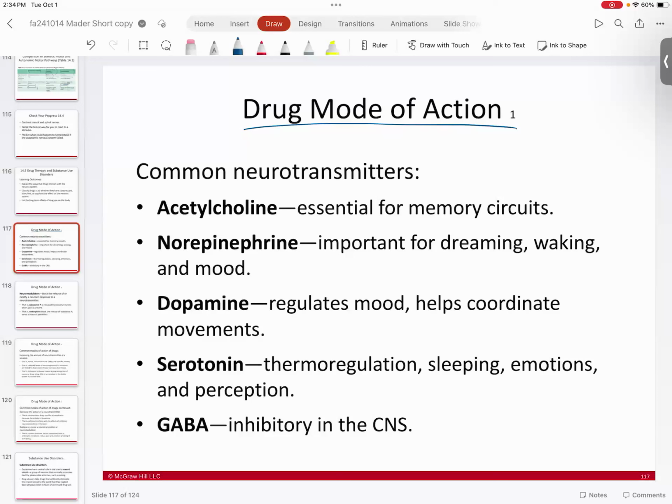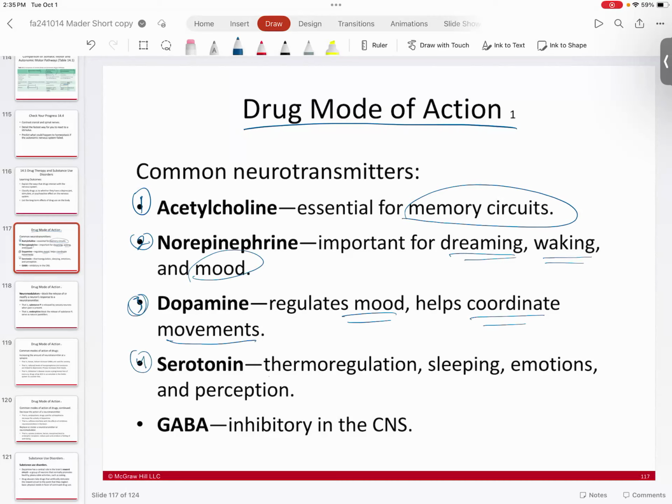So we have acetylcholine, which is one of our primary neurotransmitters. This is important not just for musculature, but it's also important for memory circuits, so building memory as well. We have norepinephrine, which is important for dreaming, waking, and mood. So that's an important piece. Dopamine, which also regulates mood, and it also helps coordinate your movements, right? So for instance, oftentimes a dopamine deficiency can create a Parkinsonian type of presentation.